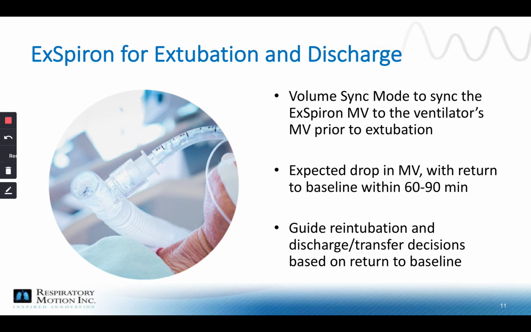ExSpiron can also be used to continue to watch for respiratory deterioration of extubated patients as they are discharged to lower acuity care areas. The early warning of decline may allow reintubation decisions to be made while the patient is stronger and without the need for rapid response.